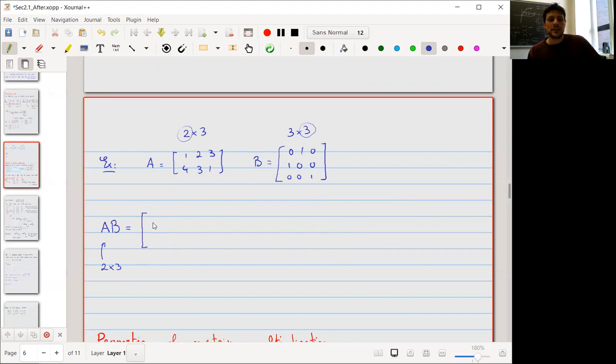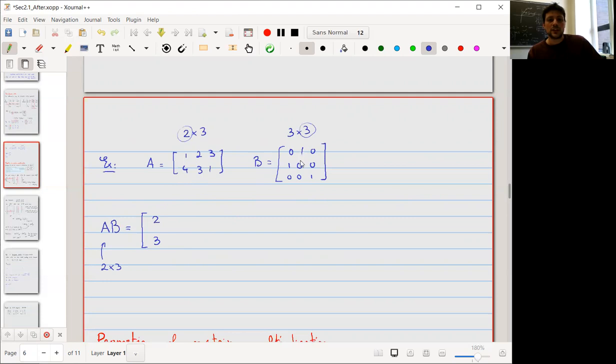The first entry in the first row and column of A times B is the first row of A times the first column of B. The first column of B only has a 1 in the second entry. So it's 1 times 0 plus 2 times 1 plus 3 times 0. When I look at the second row, by the same token, I get a 3.